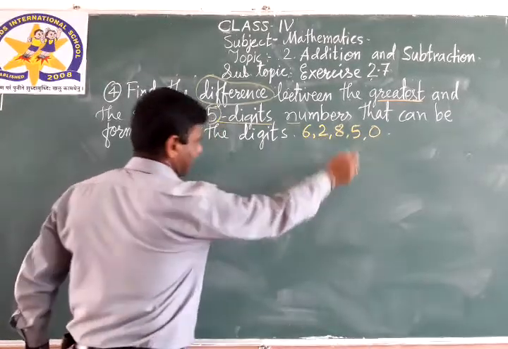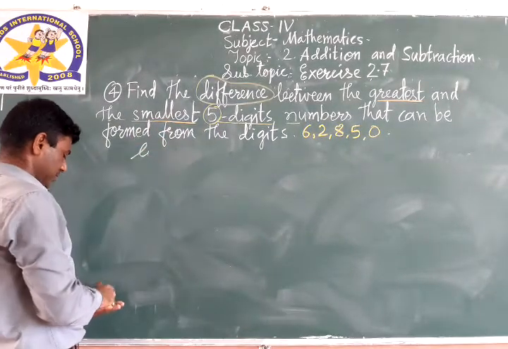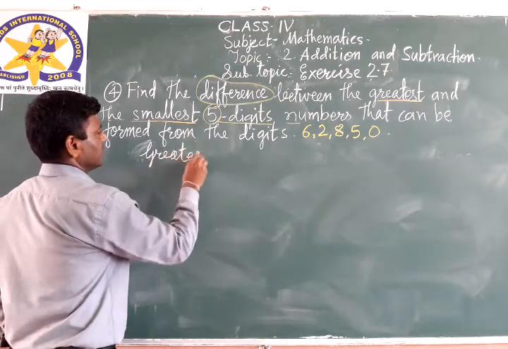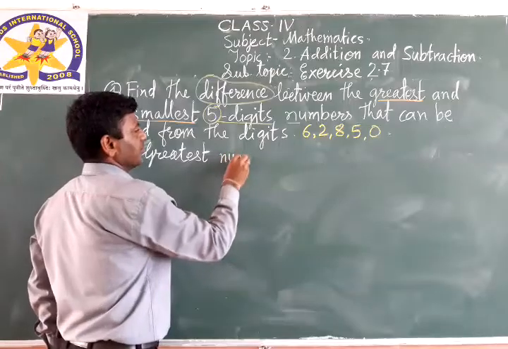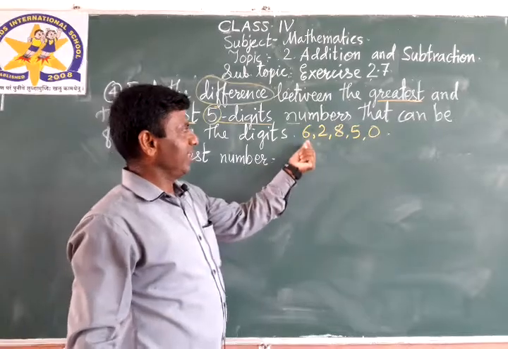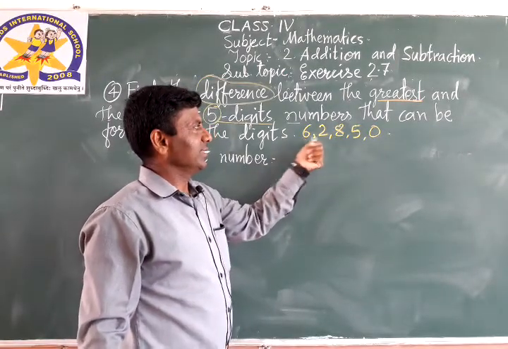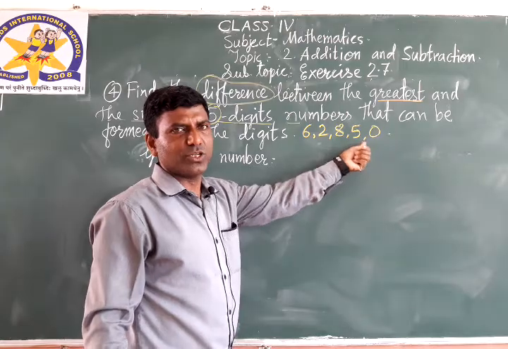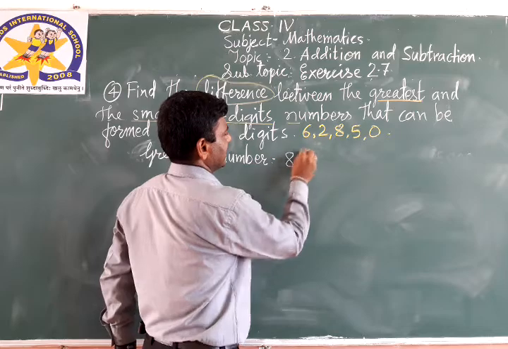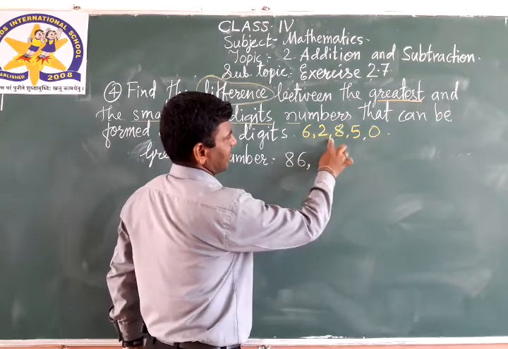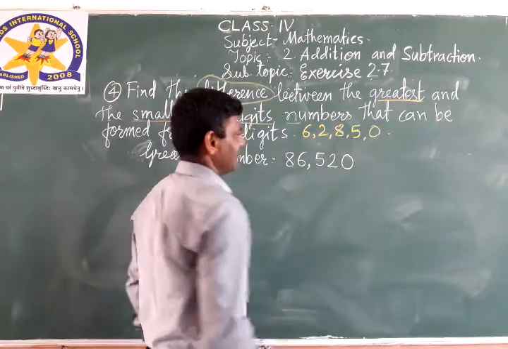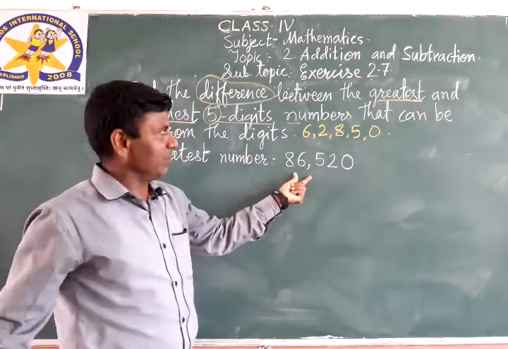See, first I will write the greatest number. I will form a greatest number. Obviously greatest means highest. Which one is the highest? 6 or 8 or 5 or 0 or 2? 8. So 8 will become first, then 6, then 5, then 2, and then 0. This is the greatest 5 digit number.